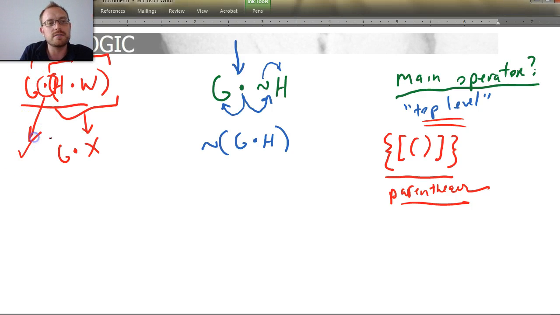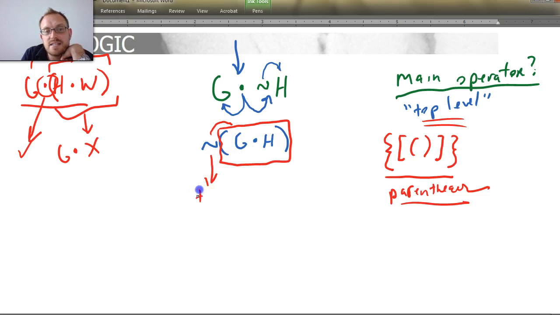This is the top level. Okay, so let's move over here. What about this guy right here? What's the top level operator? Well, the parentheses tell me that the G and the H are combined together, which tells me that the negation is actually applied to the entire thing. Right? Now, if that's the case, then this is the top level operator, or the main operator.